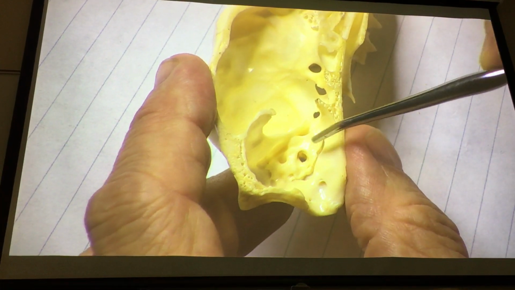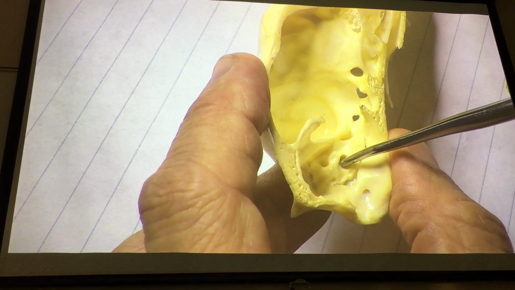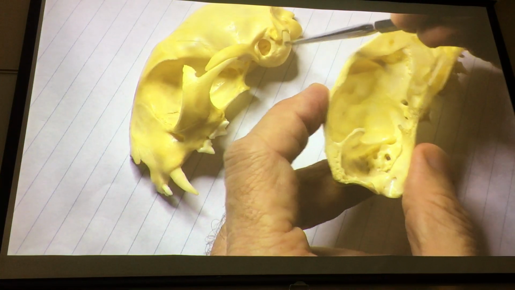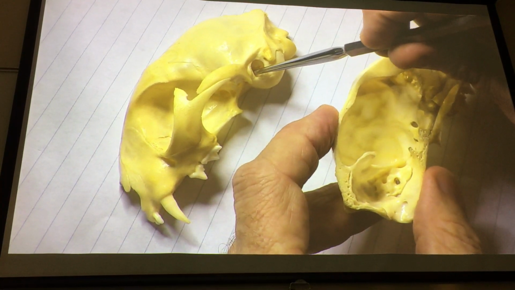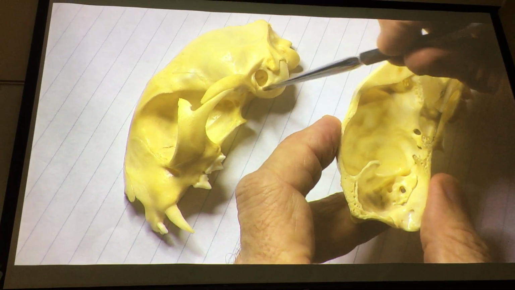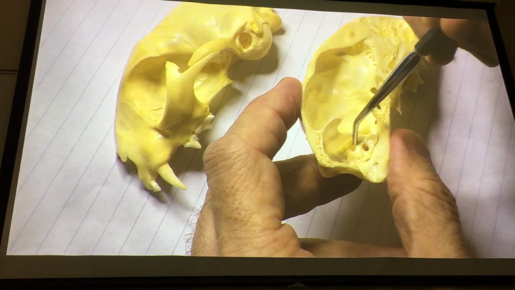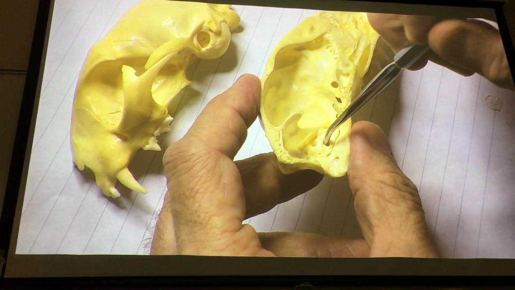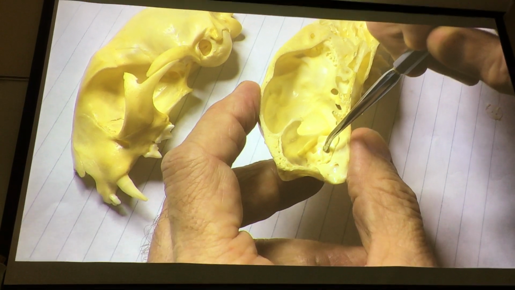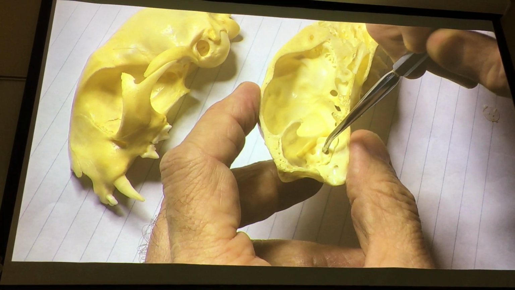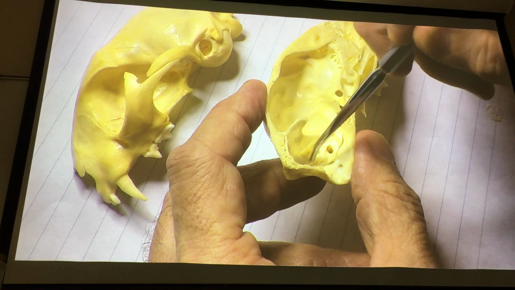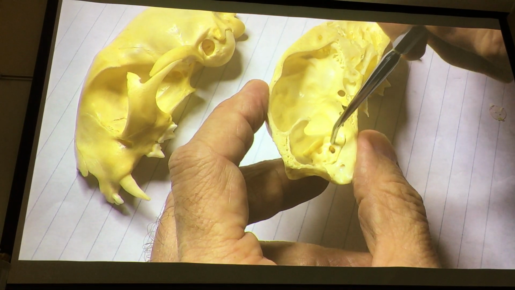You'll also notice this hole here. This hole corresponds with the hole on the outside here: tympanic bulla, external auditory meatus, or canal. Sound waves come in here to be processed by the middle and inner ear. Now that information has to leave here and go to the brain, so it exits by way of the internal auditory meatus.